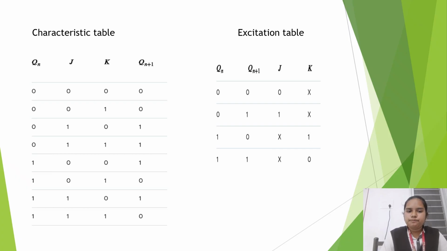Excitation table of this JK flip-flop. Qn is the present state, Qn plus 1 is the next state, and the inputs are J and K. If the present and next states are both 0, J is 0 and K is don't care. Present state 0, next state 1: J equals 1, K is don't care. Qn equals 1, Qn plus 1 equals 0: J is don't care, K equals 1. Qn equals 1, Qn plus 1 equals 1: J is don't care, and K equals 0.